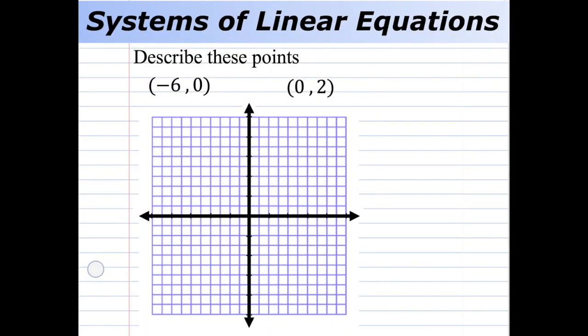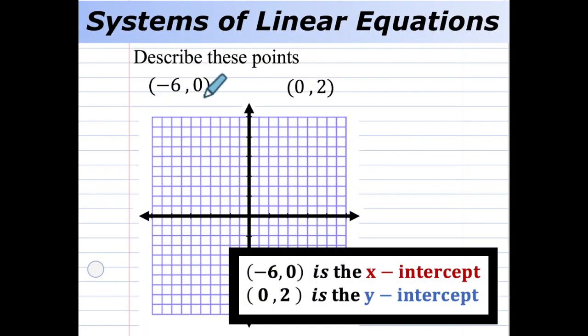A line could hit different spots on a graph. (-6, 0) and (0, 2) form a line that hits the x-axis here at -6 and the y-axis here at +2.